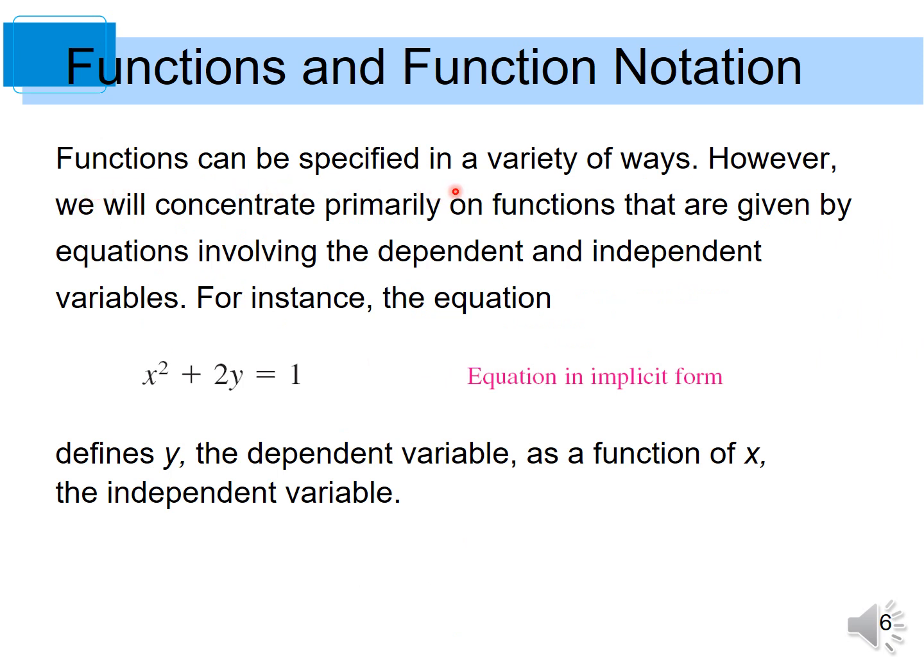Functions can be specified in a variety of ways. However, we will concentrate on functions that are given by equations involving the dependent and independent variables. For example, x squared plus 2y equal to 1. We say this equation is in implicit form because the x variable and the y variable are at the same place, on the left side. And y we call the dependent variable, and the x variable we call the independent variable.